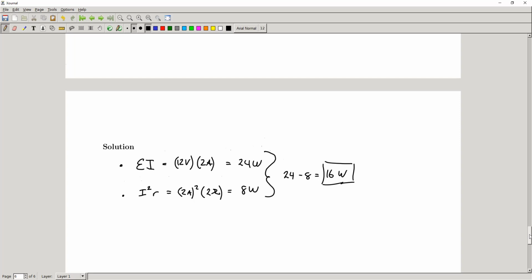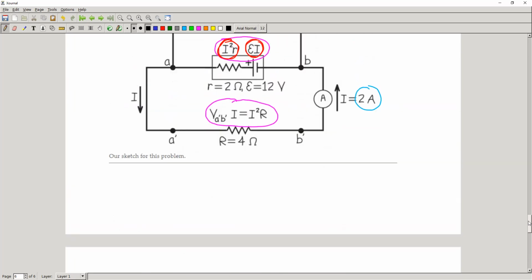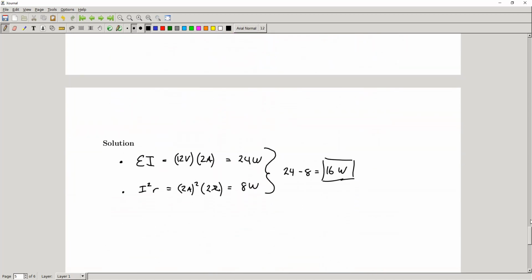Next we want to look at the electric... or actually maybe the question did ask us to do that, did it? Hold on. Energy dissipated by the battery, the rate of energy dissipation in the 4 ohm, and the battery's net power output. Okay, yeah, so it did. So this is the net power output of the battery.